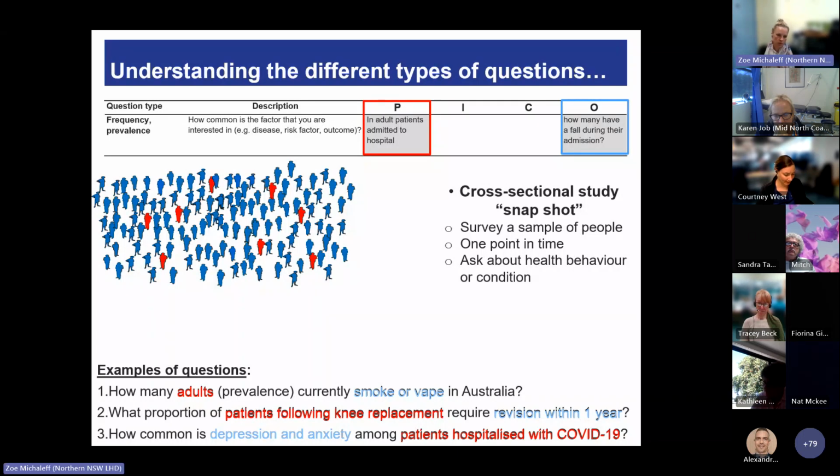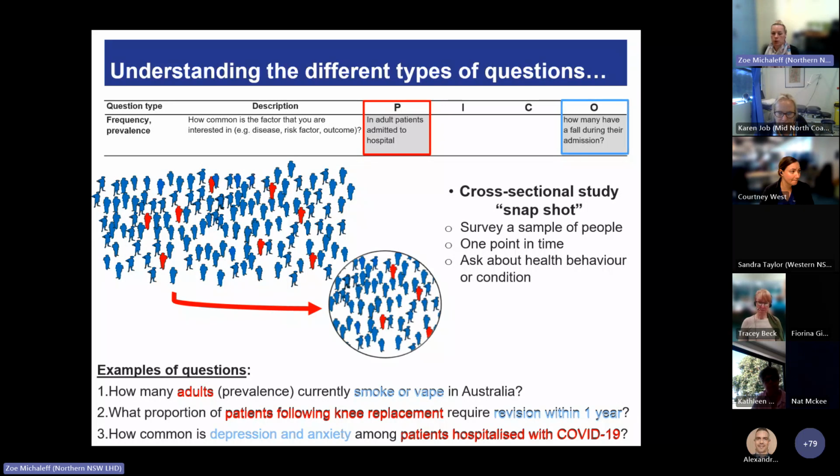And so in a cross-sectional study, ideally you'd identify a population of interest, but it's not often feasible to collect information from that whole population. So what the researchers do, or what you would do, would be to take a sample of that population who's representative and at one point of time ask them about their health behaviour or their condition or whatever it is that outcome of interest you're interested in.